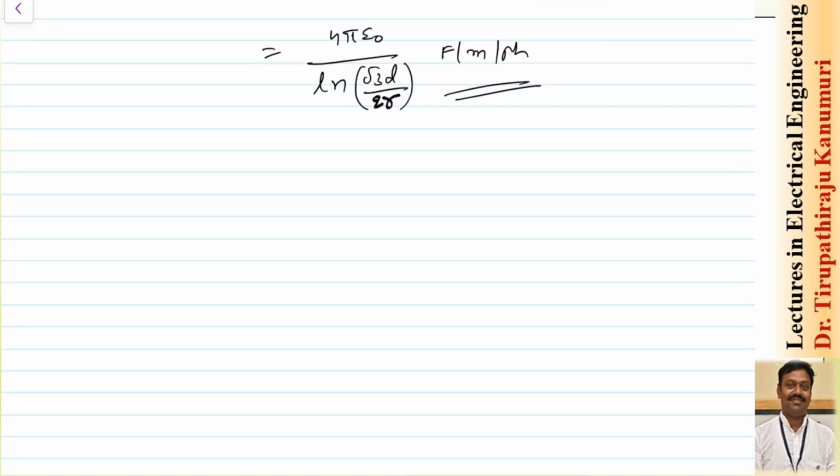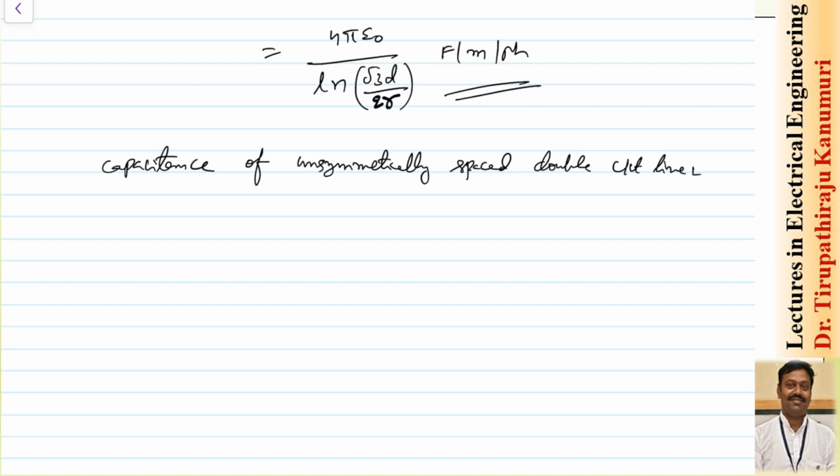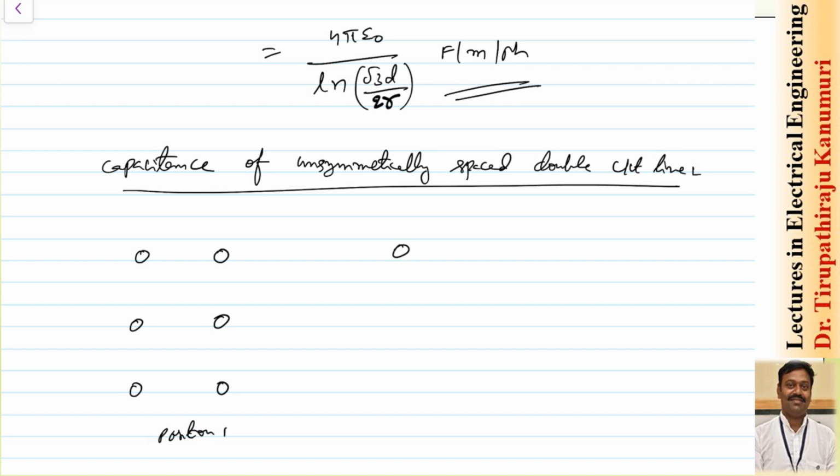So now coming to the capacitance of unsymmetrically spaced double circuit line. So I am calculating capacitance of unsymmetrically spaced double circuit line. So let us assume that unsymmetrically spaced double circuit line is a transposed line. So transposed line means each conductor will occupy the second position. So I am taking, let us assume the position number 1 is here. So position number 2 I will draw here. What are the values? So this is for position number 2. So similar is the case for position number 3. They will again interchange their positions. So let us take it as position number 3.